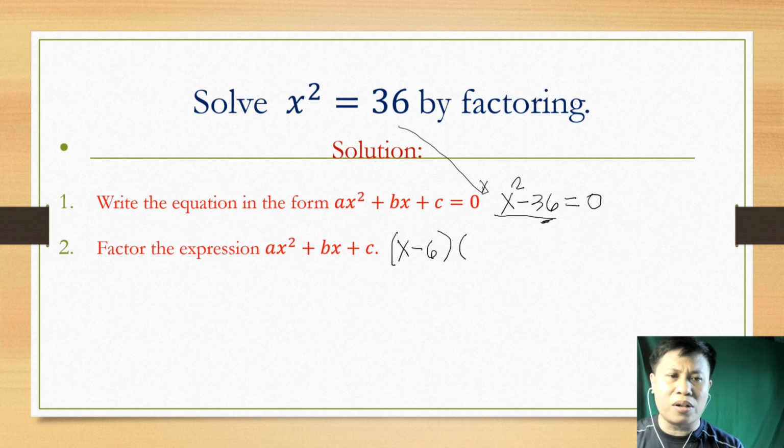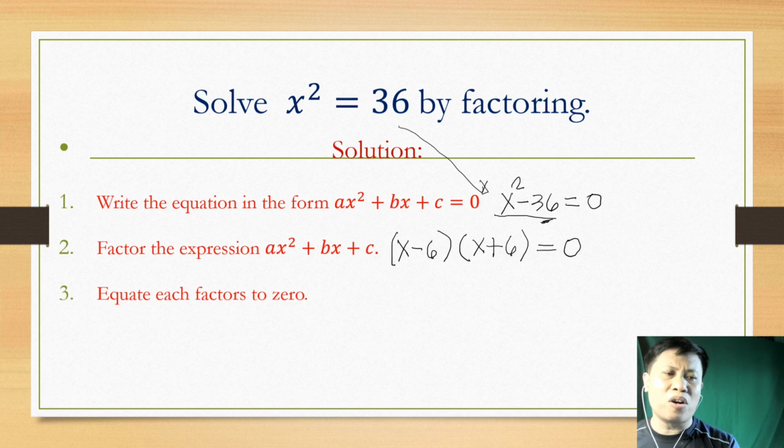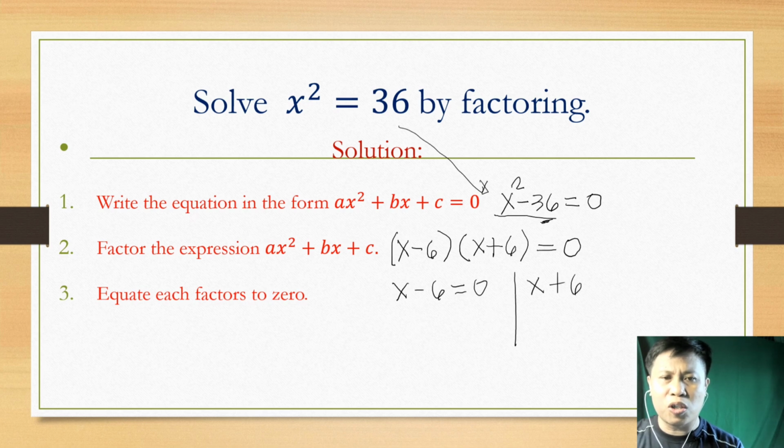To get the second factor, rewrite the first factor, then change the sign between the two terms. So the factors of x squared minus 36 are x minus 6 and x plus 6. Then we are going to equate its factors to 0. So your x minus 6 should be equated to 0, and the other factor, x plus 6, should be equated also to 0. So I have x minus 6 equals 0 and x plus 6 equals 0.